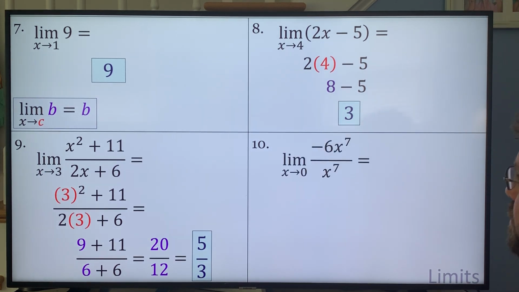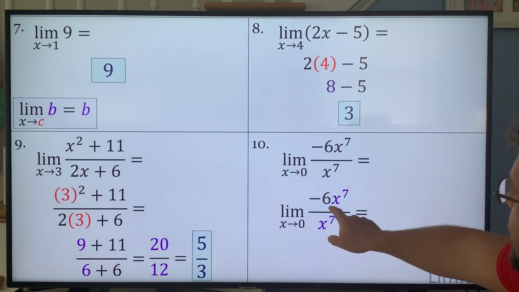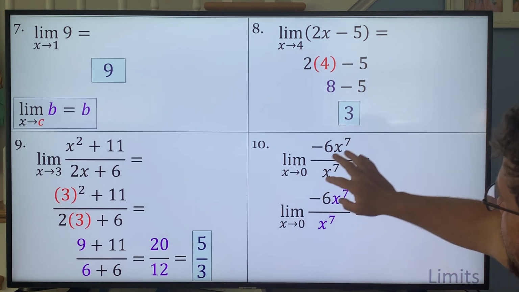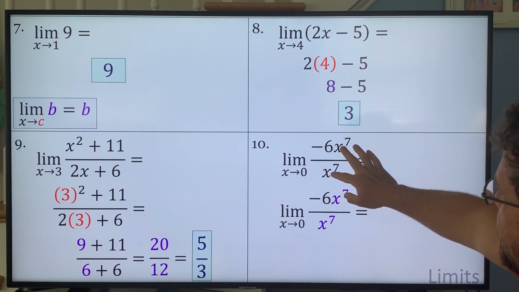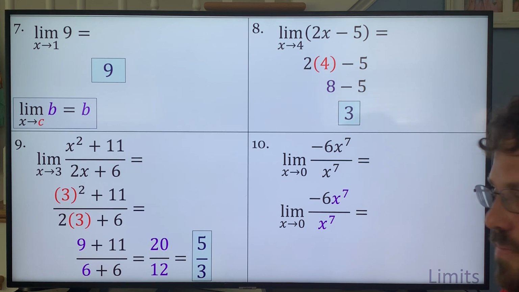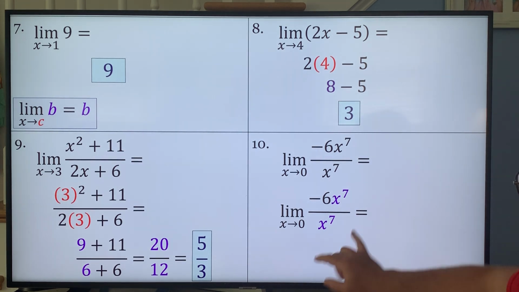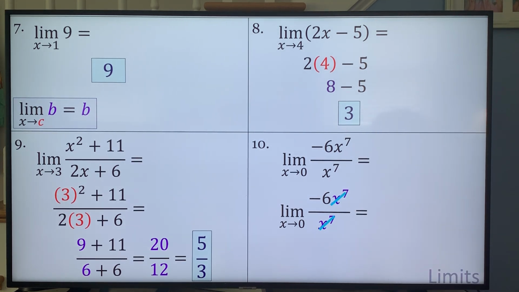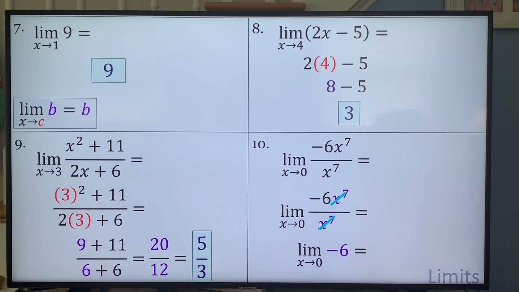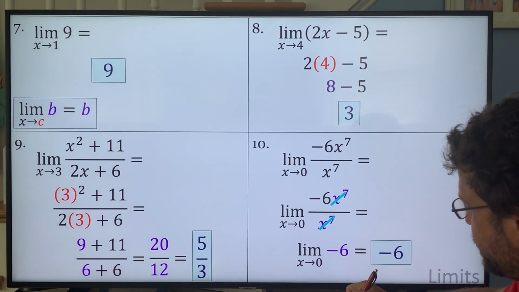Number 10. Plug in 0. Answer's no good. If I plug in 0 here, I get 6 times 0 over 0, which is undefined. Is there anything here I can cancel out? I gave you the hint already. The purples. The x to the 7's cancel out. Negative 6, 1 over 1. So what's the limit of negative 6 as x approaches 0? Negative 6. That's it. All right. Any questions with that?